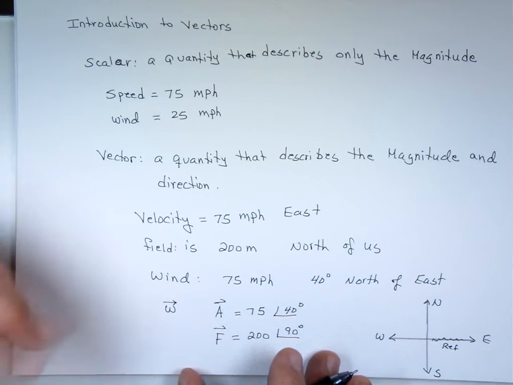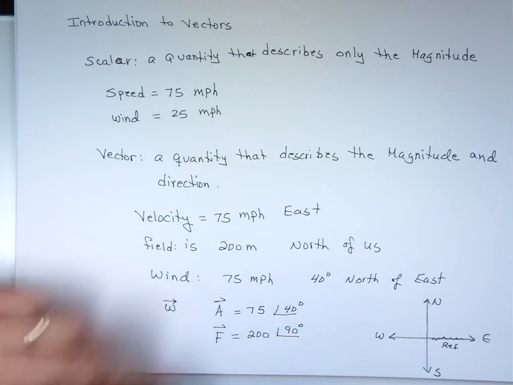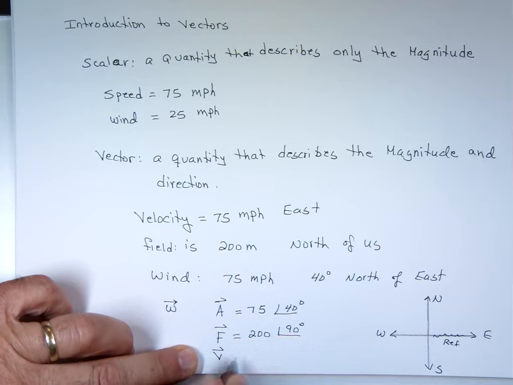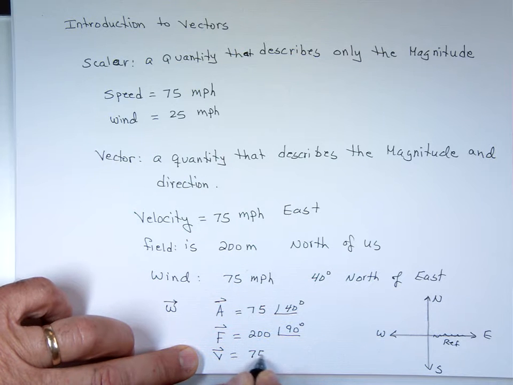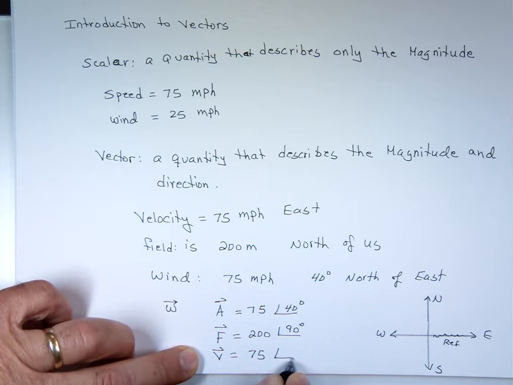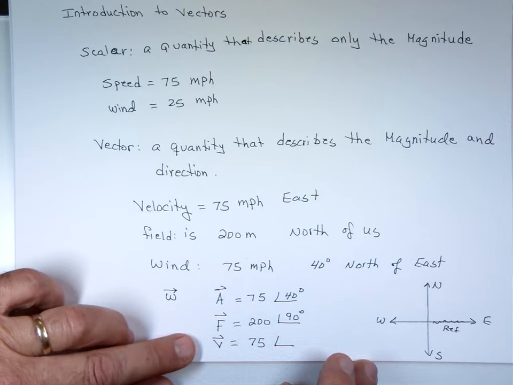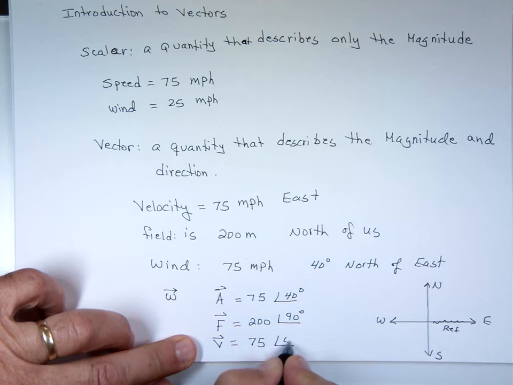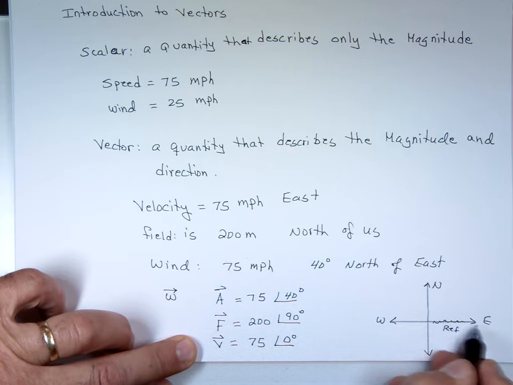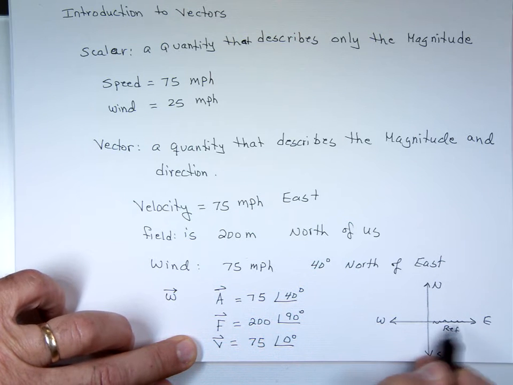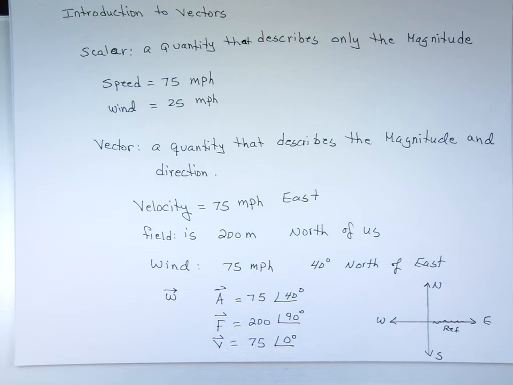The velocity here, 75 miles per hour east. We go, the velocity is what? 75 miles per hour, what angle? If you're going east, that's angle 0, because you go in that direction. You always measure the angle from the reference, this line. So that's 75 angle 0.